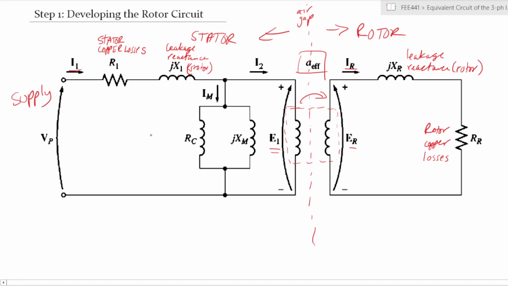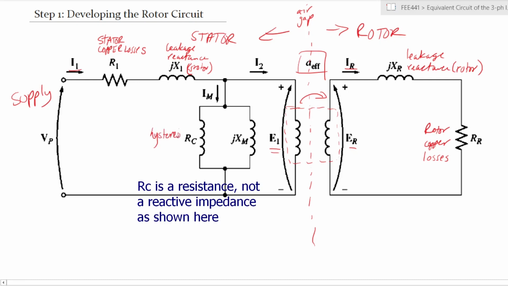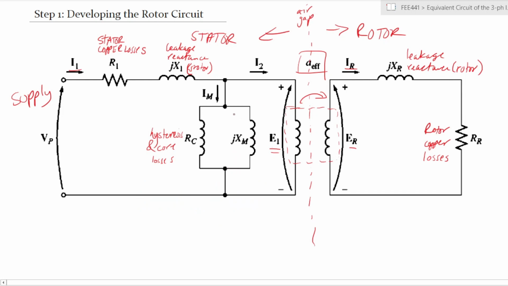RC represents your hysteresis and core losses, the core in which the magnetic field within the stator is set up. And then this is your magnetizing current, or magnetizing reactance. So we have now managed to label all the characteristics or parameters of our induction motor.